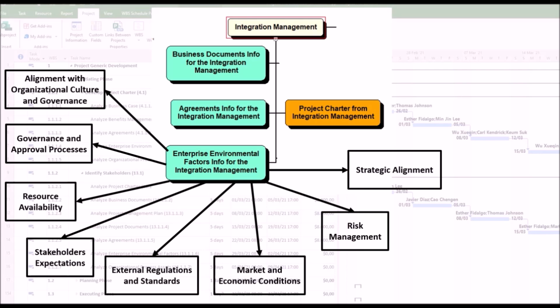8. Strategic alignment. Enterprise environmental factors ensure the project aligns with the organization's strategic goals and objectives. The project charter must reflect this alignment to secure executive support, approval, and long-term organizational success.